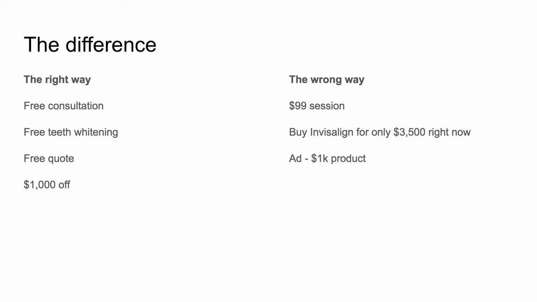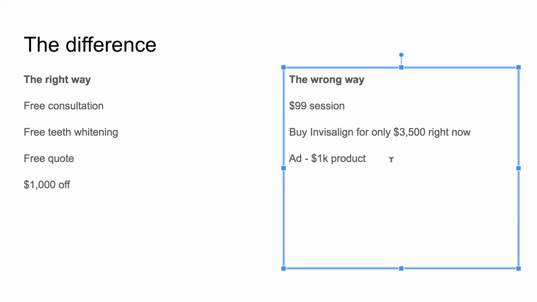So again, let's look at the difference between these two. Free consultation, free teeth whitening, free quote, $1,000 off. Notice how these are all free or really good deals or coupons. And the wrong way is going straight for a sale. So you can buy Invisalign right now, buy it for $3,500 on this webpage. That's not going to work very well, right? Or like an ad that goes straight to a $1,000 product.